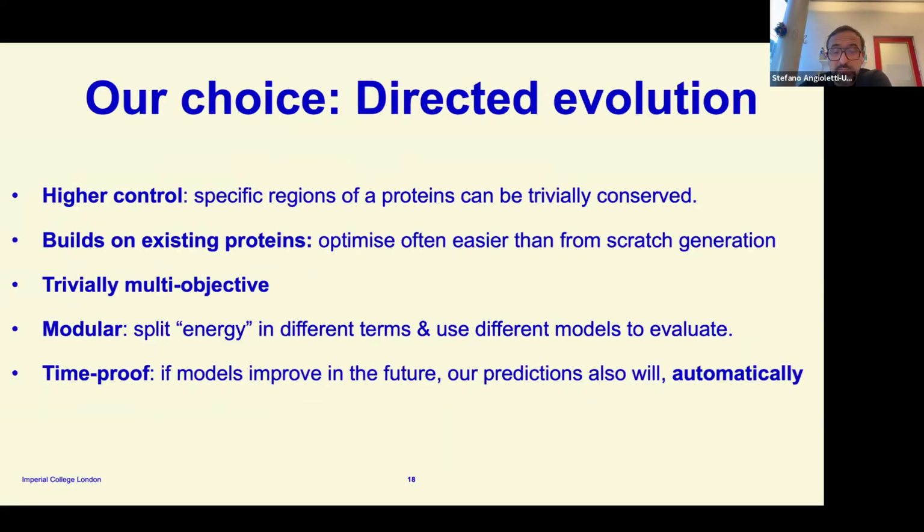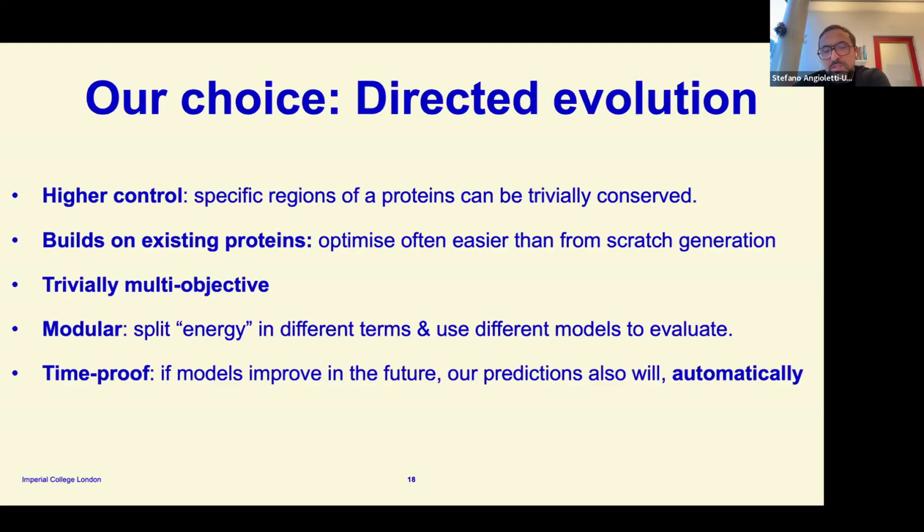Okay, so based on this, the choice we took in my group, at least, is that we do protein design using this directed evolution. We believe that we have higher control, for example, we can easily conserve a specific region of a protein, which might be something important in order not to lose certain functionality. It's an approach where, instead of trying to generate a protein from a complete sequence from scratch, you can always start from a suboptimal but known solution that is found in nature. So it's always easy, let's say, to do optimization. It's trivial and multi-objective, as I was describing before. It's modular, so we can split the energy into different terms.